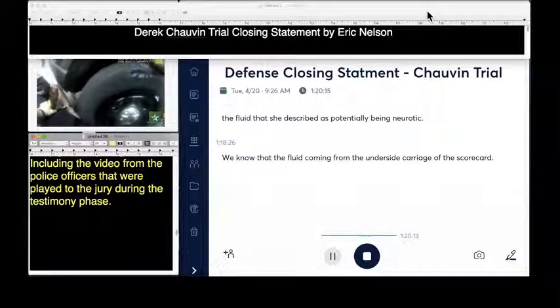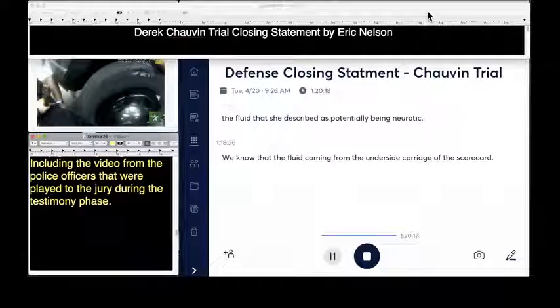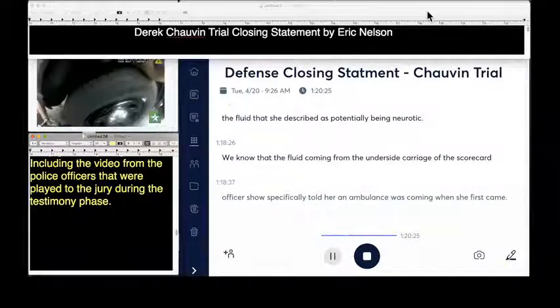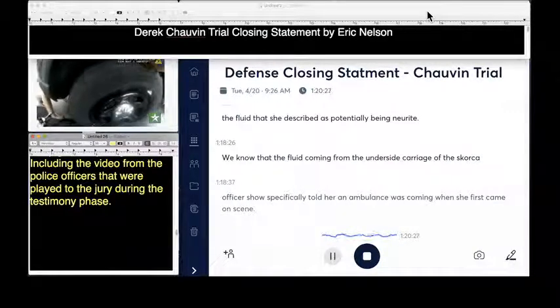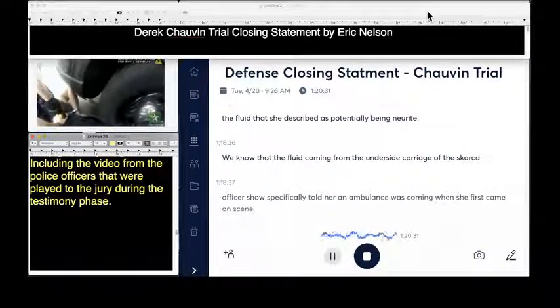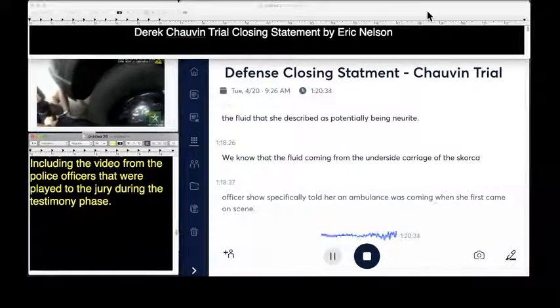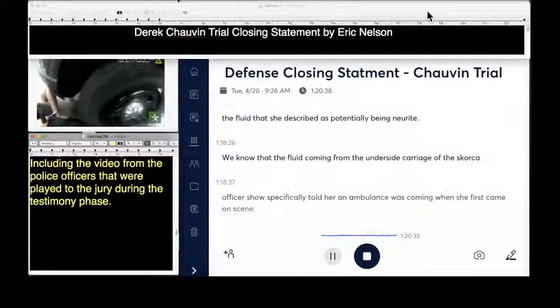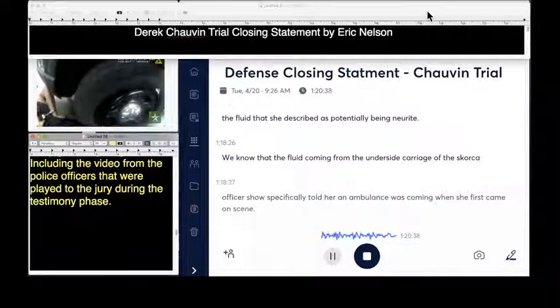I cannot breathe. Officer Chauvin specifically told her an ambulance was coming when she first came on scene. Don't come over here. Don't come over here. Up on the sidewalk. Yeah, we need you to keep some distance. Yeah, you got an ambulance coming. Yep, we got an ambulance coming.